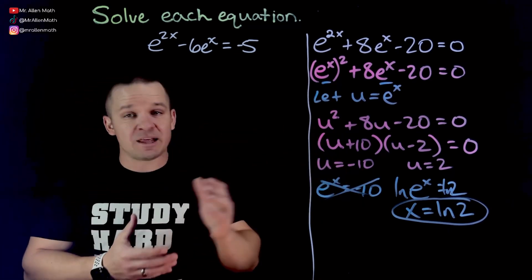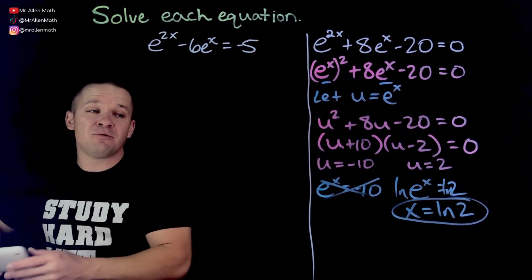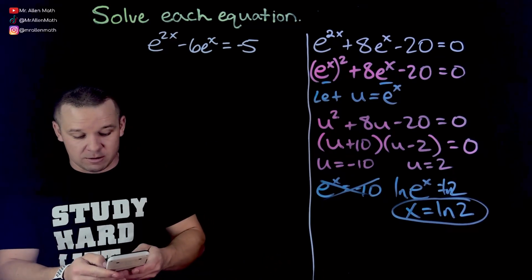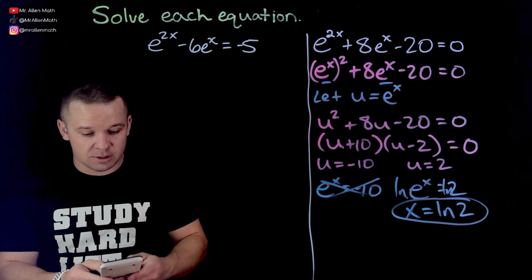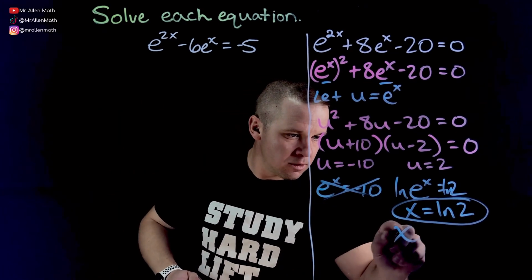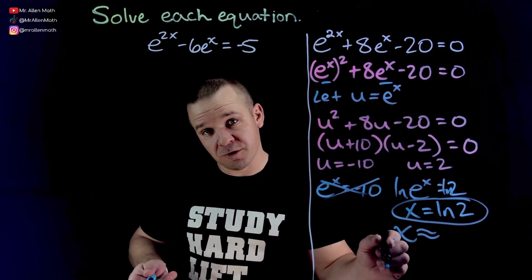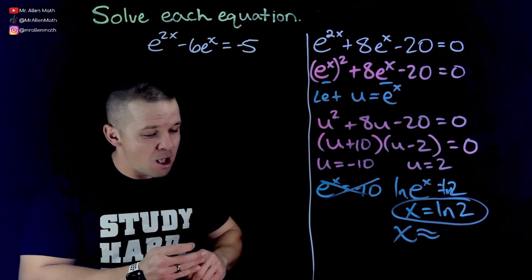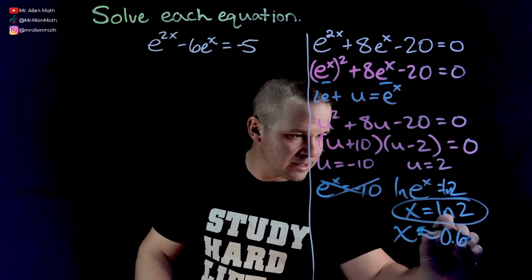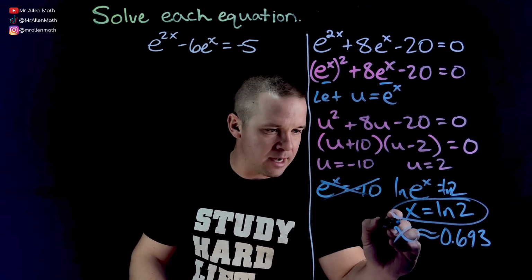If they say they want an exact answer, that's it. If you need a decimal, you can plug that into your calculator. Natural log of 2 gives x equals approximately, because we're using decimals now, which is a rounded number, 0.69314, so we'll do 0.693, okay?